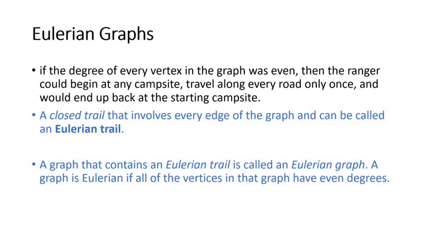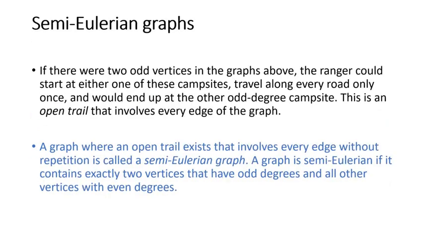So, Eulerian graphs, guys. If the degree of every vertex in the graph is even, then you could begin at every campsite. A closed trail that involves every edge of the graph can be called Eulerian. A graph that contains an Eulerian trail is called an Eulerian graph. So if you can visit everything, that's an Eulerian trail, and if it has an Eulerian trail, it's an Eulerian graph. There is one special case. If there are two odd vertices in the graph, so everything is even apart from two odd ones, we call that one semi-Eulerian.